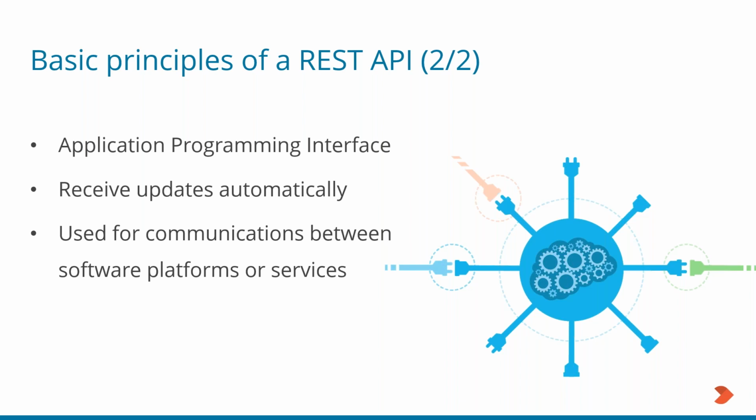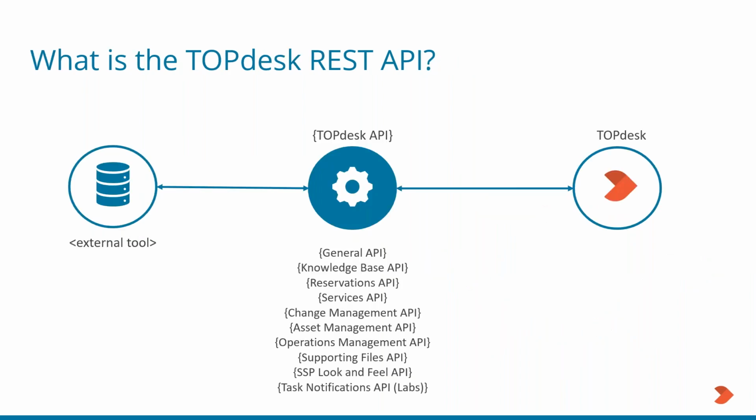So an API, also in TOPdesk, is used for communication between software platforms or services. Now, what is the TOPdesk REST API? Brief overview here. We can see that just as with the iPhone example, we at TOPdesk have different endpoints available as well. There's the general API, which allows us to access the incidents or calls that you have in your system. There's the change management API, asset management API, etc. So different endpoints to achieve different functions in TOPdesk.